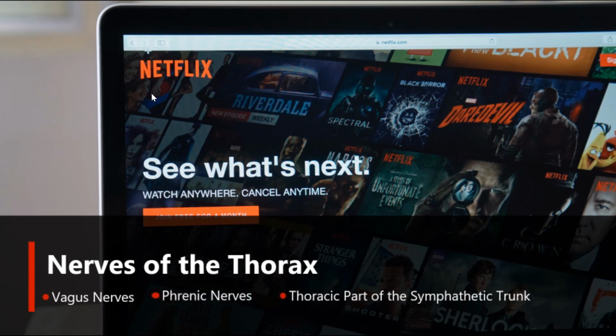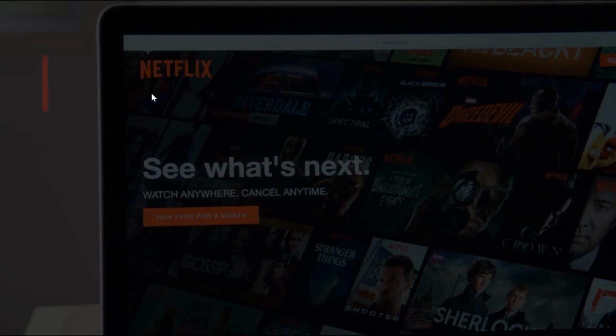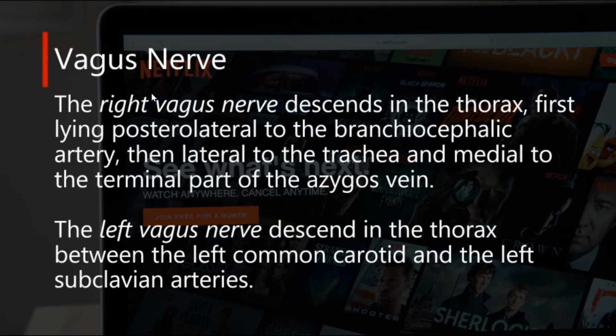Below here would be the vagus nerve, phrenic nerve, and the thoracic part of the sympathetic trunk. Vagus nerve. The vagus nerve has two types, the right vagus nerve and the left vagus nerve. The right vagus nerve descends in the thorax, first lying posterolateral to the brachiocephalic artery, then lateral to the trachea and medial to the terminal part of the azygos vein, while the left vagus nerve descends in the thorax between the left common carotid and the left subclavian arteries.